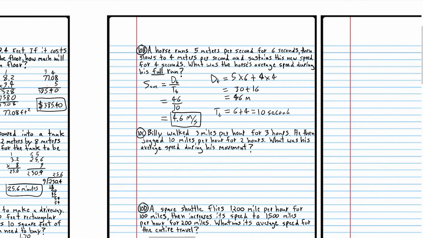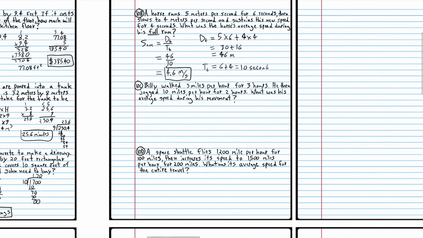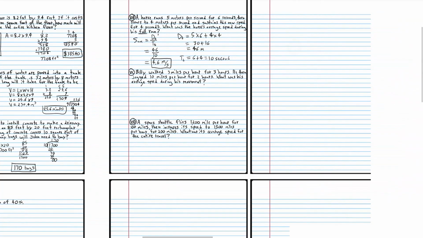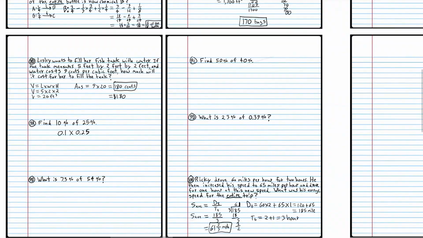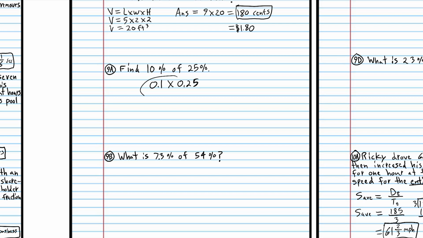We don't have time to get to the other problems, but you have examples of those problems. So that's all you need to do the homework. You can look back on those 2 problems I just did, and of course, number 9, you're just multiplying decimals.